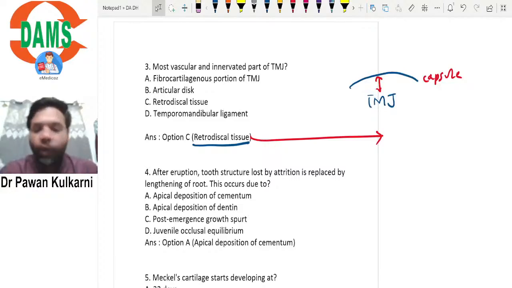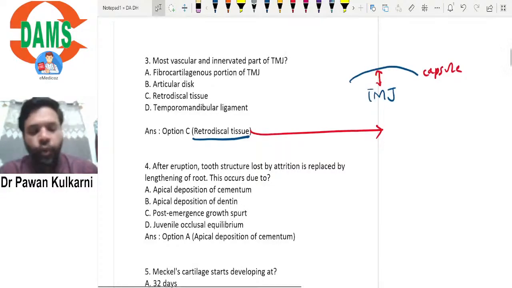So the retrodiscal tissue is the most vascular part of the TMJ, and the venous blood gets accumulated, pooled during the opening of the mouth, and it drains out once the mouth is closed. So we should remember that this is the most innervated and most vascular part of the temporomandibular joint. Okay, let us move to the next question.